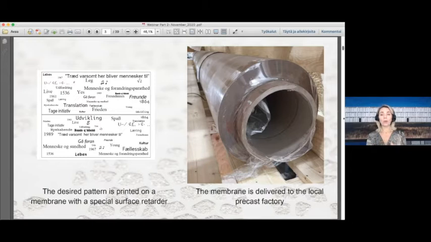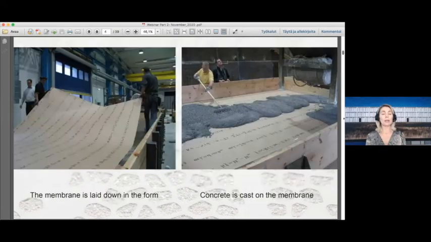And then this roll, this membrane would be shipped to the local precaster, wherever it would be in the world. And the precaster would then use this special membrane with the printed pattern on it in their production. So now we print the membrane with your images. Here you see it comes to the factory. They would cut up the piece they need and lay it down in the precast form. It's good to remember that graphic concrete is a product for precast, not for on-site casting.